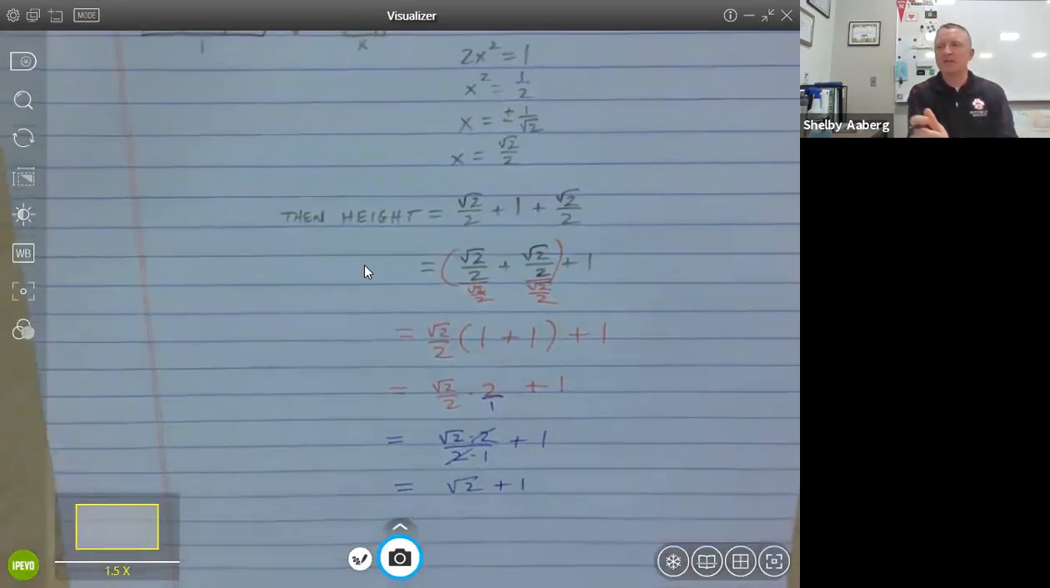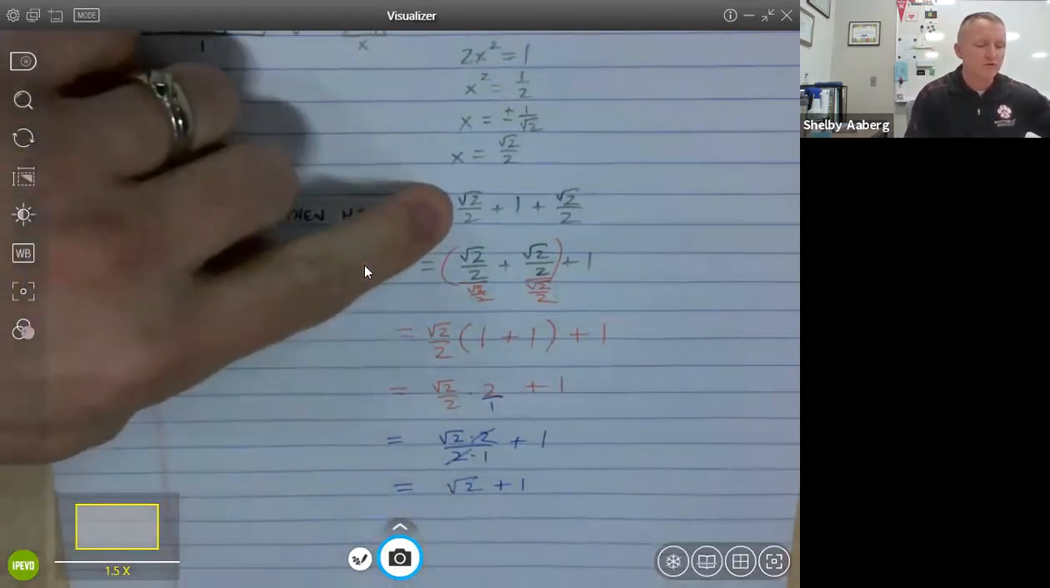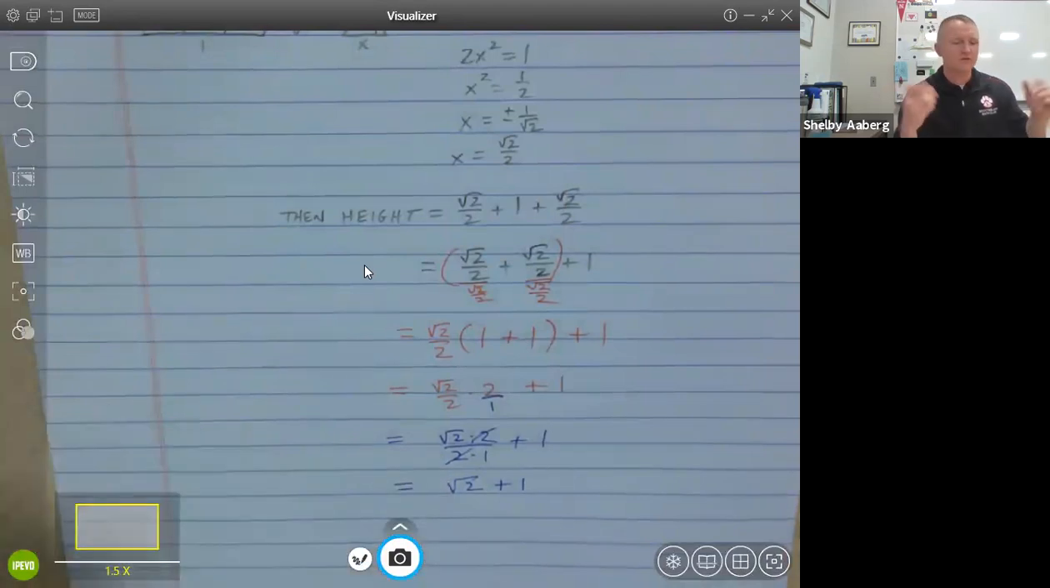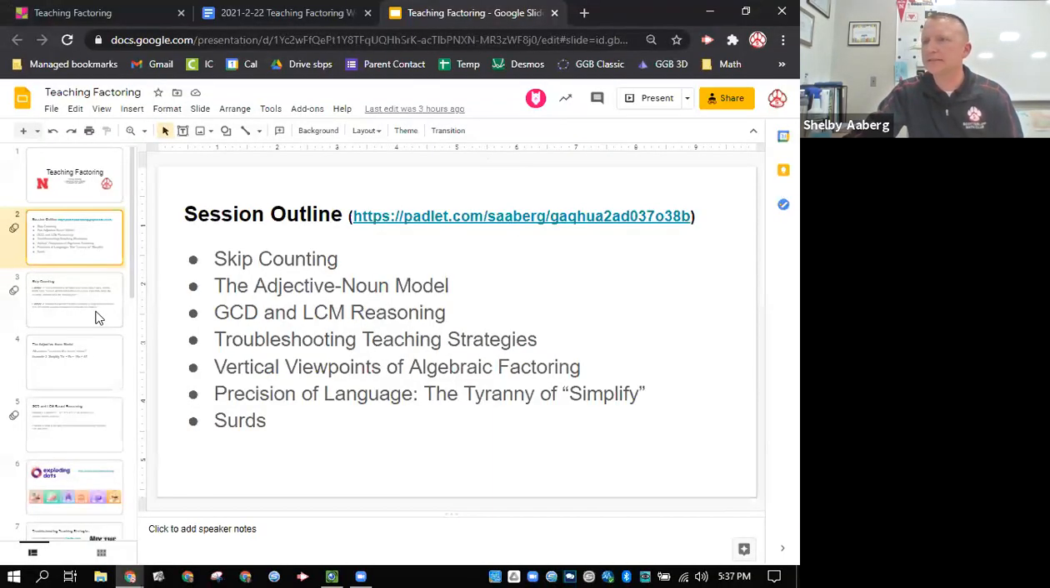Then our check for understanding at the end, I said, all right, look here. You just combine like terms. Doesn't it make sense that if you had a half a root 2 and a half a root 2, that would combine to give a whole root 2? So this was the perfect segue into what we were speaking about tonight. Share that problem with you.